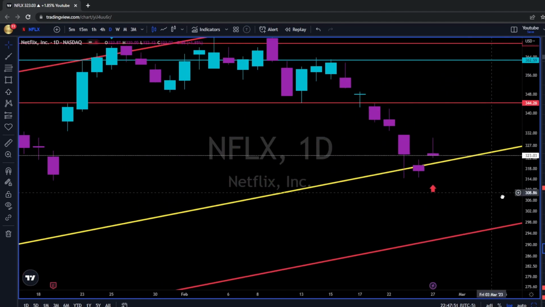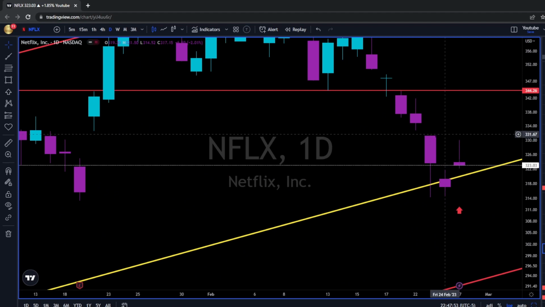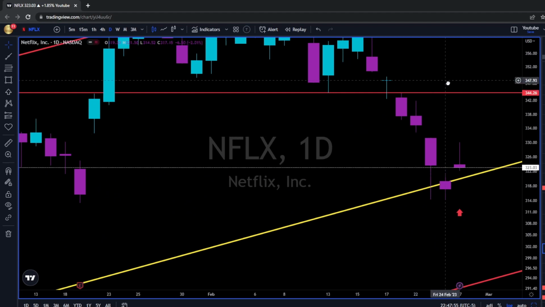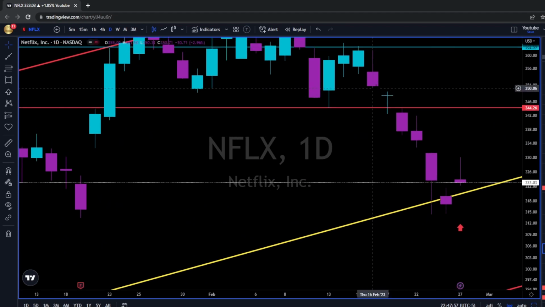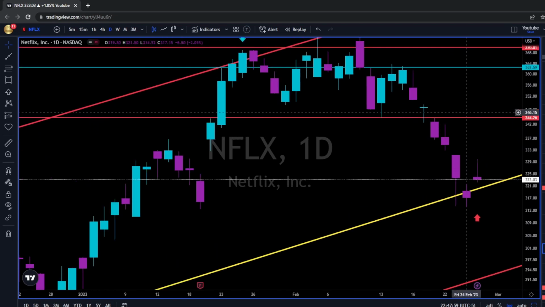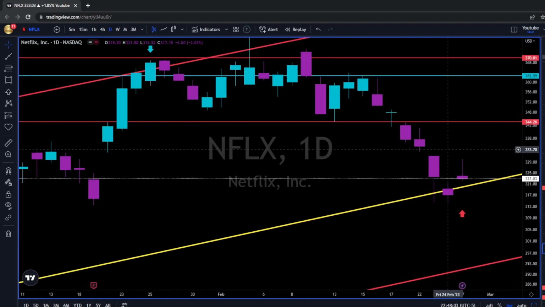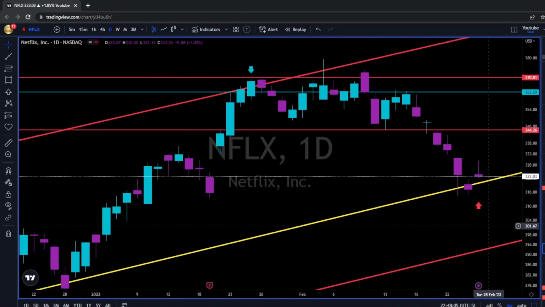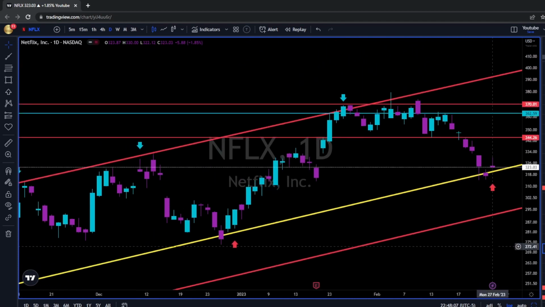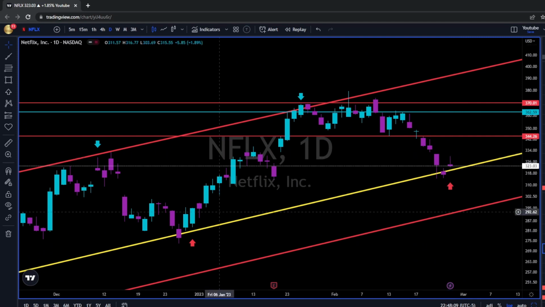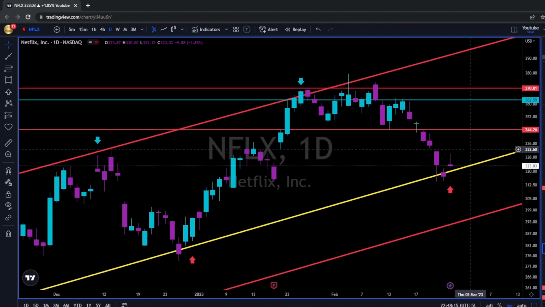Let's zoom in. Yep, we have this gap over here and a slight gap over here. So we know more than 80% chance these gaps will get filled. Let's see. For now, I'm waiting on Netflix for validation for a bounce.